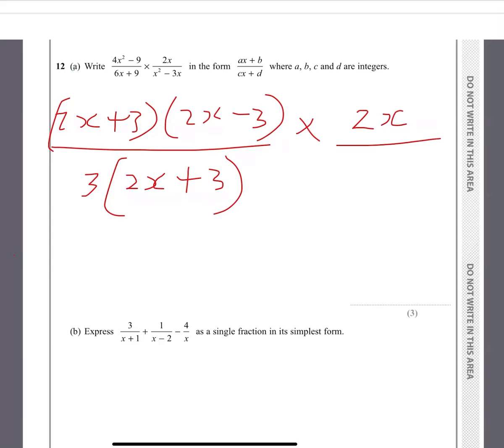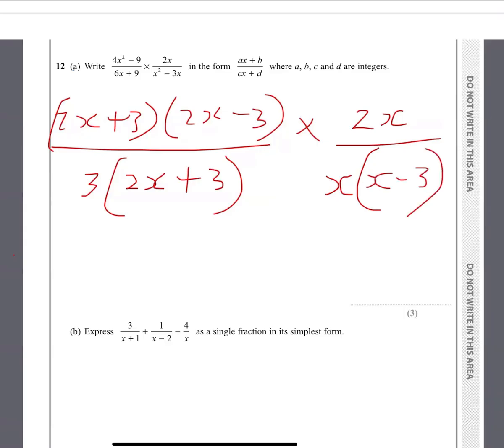Is it x squared? Would you have x plus 3 and then x minus 3? This is not the difference of two squares, so we can't have x plus 3, x minus 3. Oh, so it's just x brackets x minus 3. Is that okay?